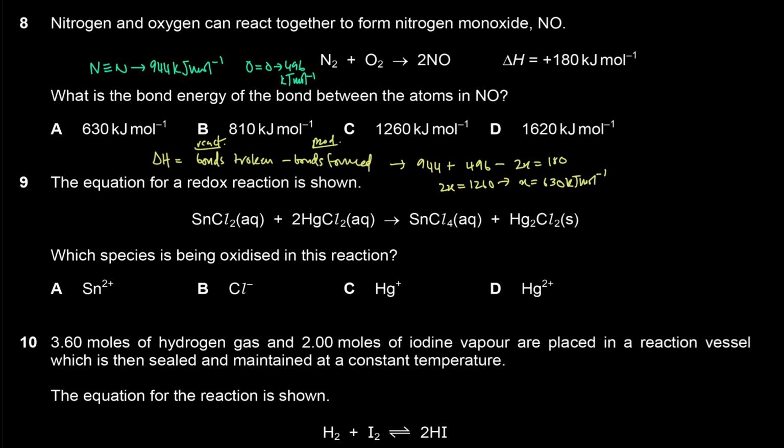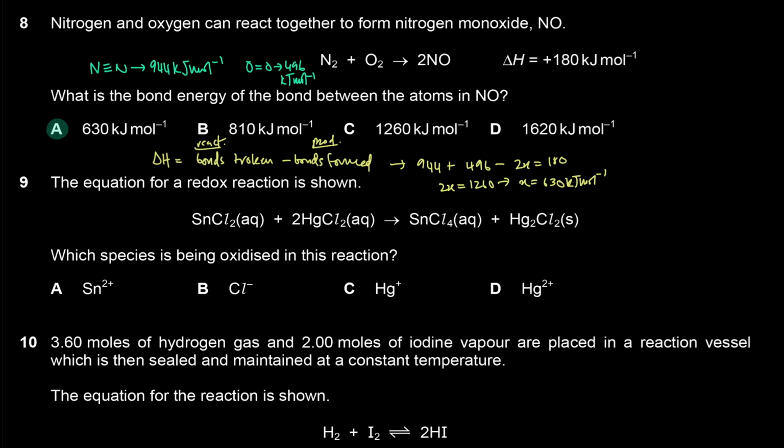So the answer over here is A, 630 kilojoules per mole. The equation for a redox reaction is shown. Which species is being oxidized in this reaction?